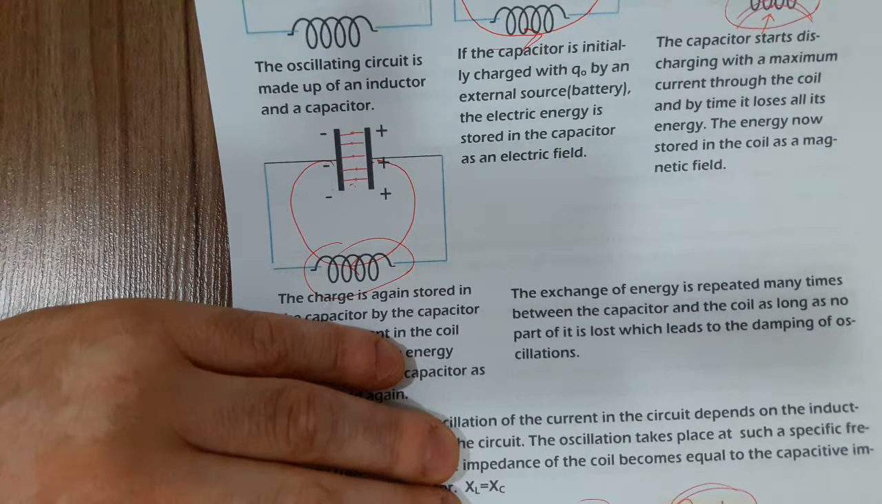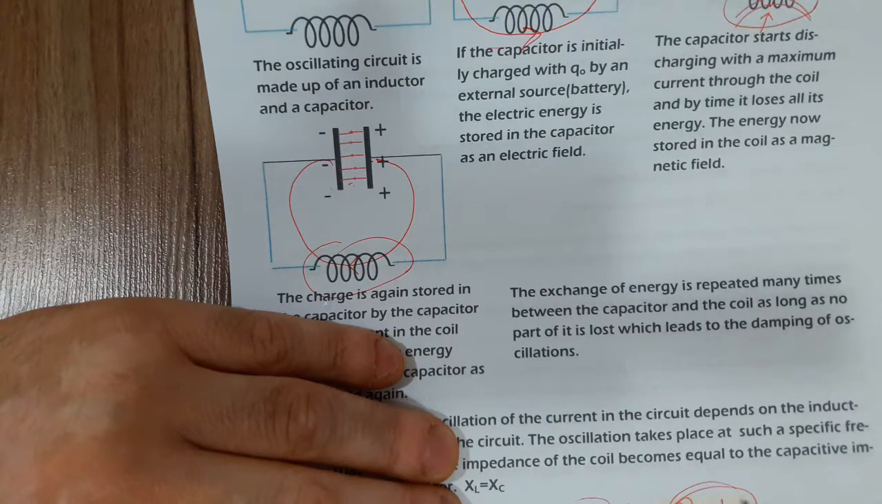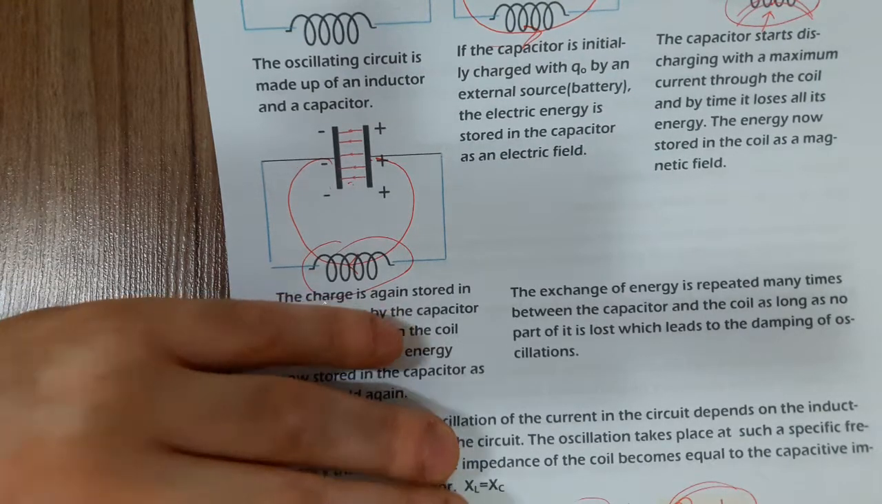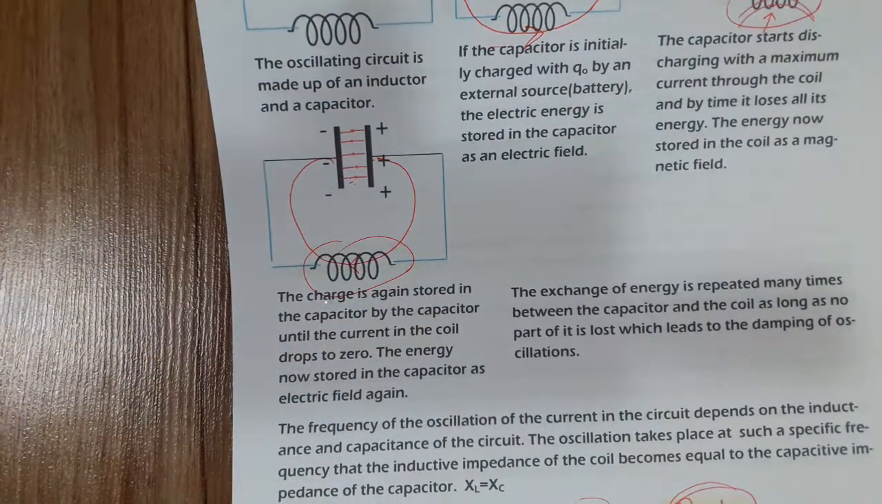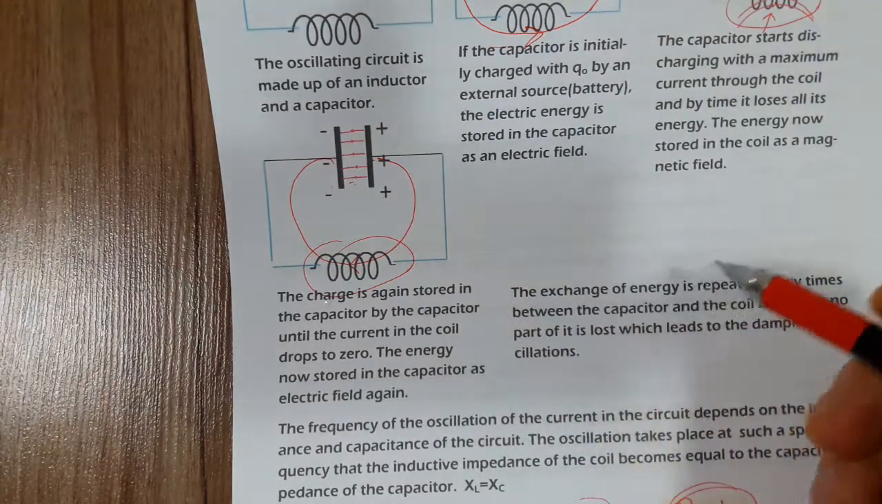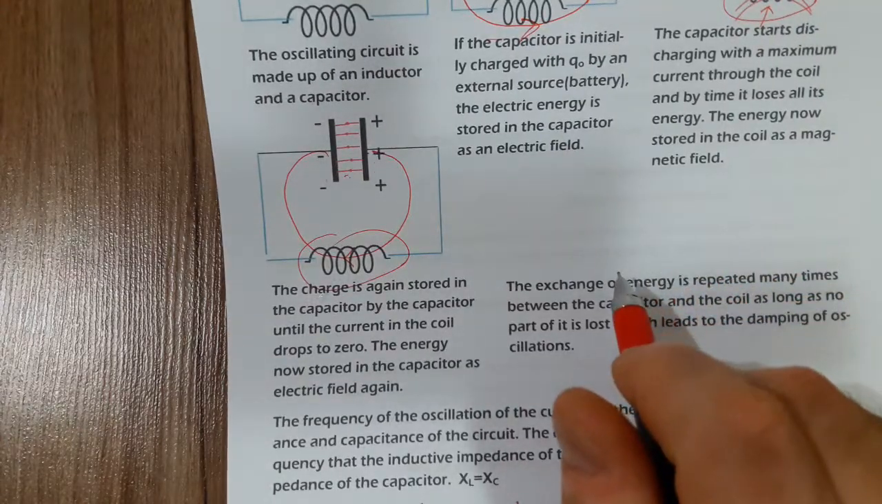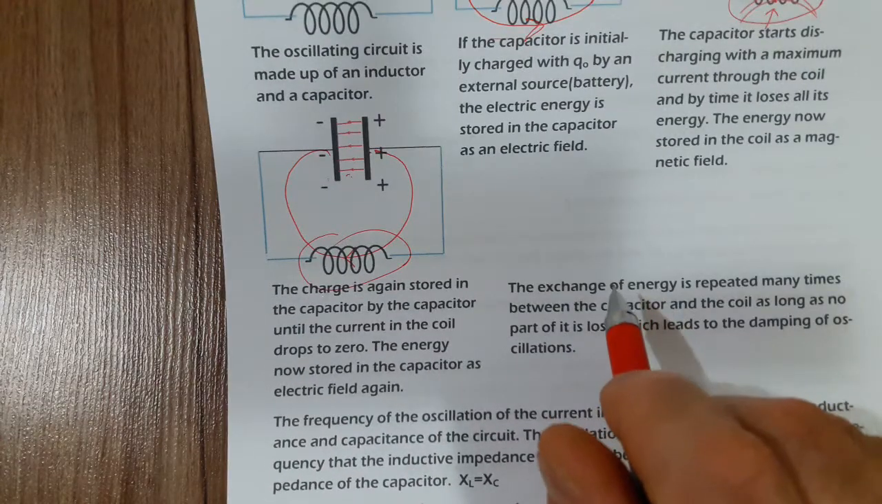So it depends on L and C, as you see. By changing L or by changing C, you can change the frequency of the oscillation. It is not so easy to change L, but it's easy to change C by using a variable capacitor. That's why it's variable. By changing the area of the capacitor plate, you can change C, and then you can change the oscillation frequency of this oscillating circuit.